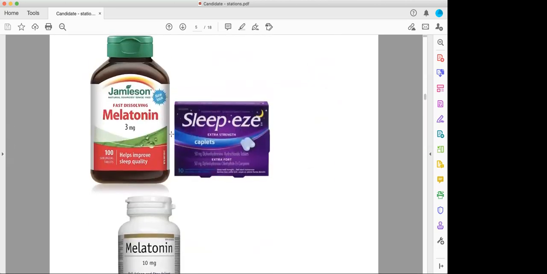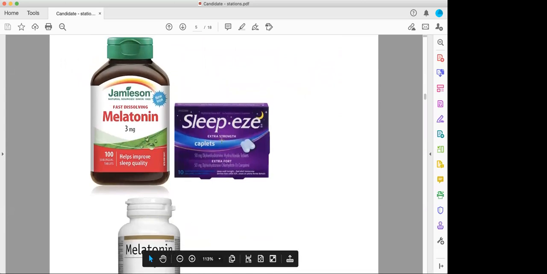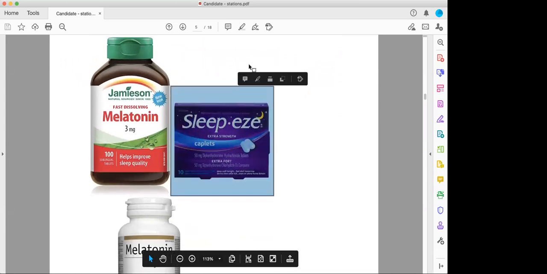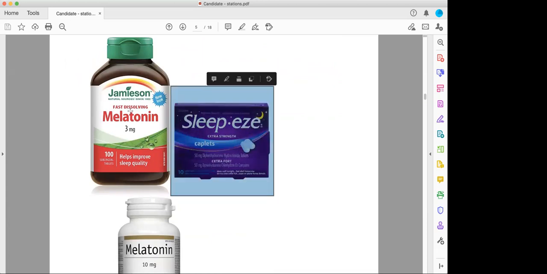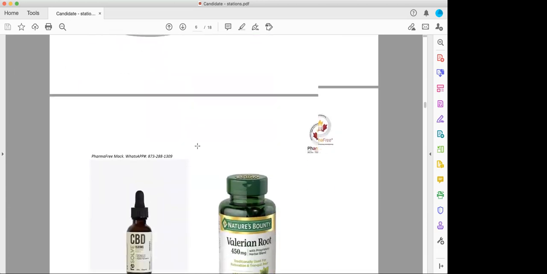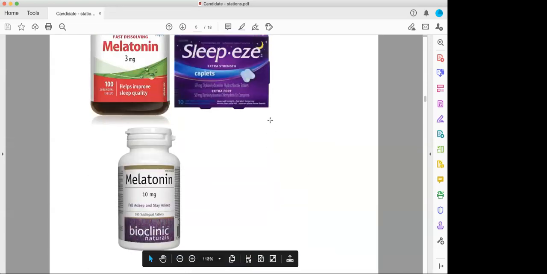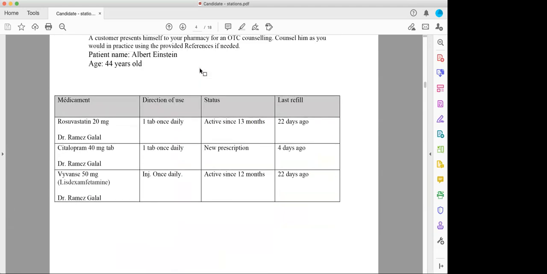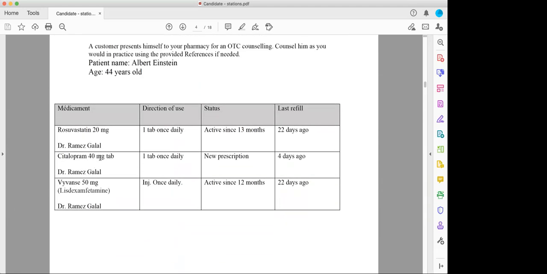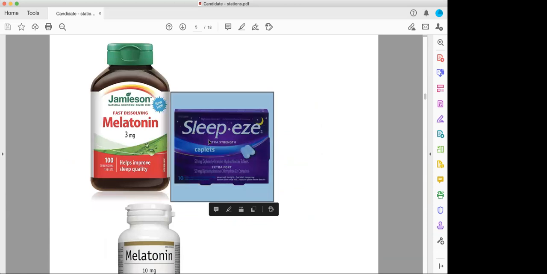So what about the over-the-counter medications here? Sleep ease would be the right choice. What do you think? Would you prefer sleep ease or melatonin or CBD, valerian? Okay, the safest one is the melatonin. Melatonin is the safest, especially since the guy is taking two neuroactive medications here, citalopram and Vyvanse. So as much as you can, try to avoid sleep ease.